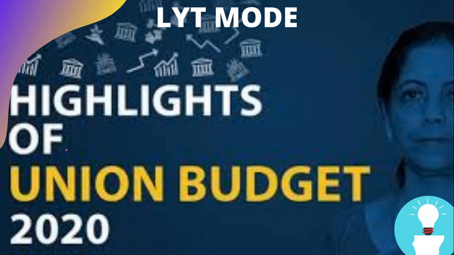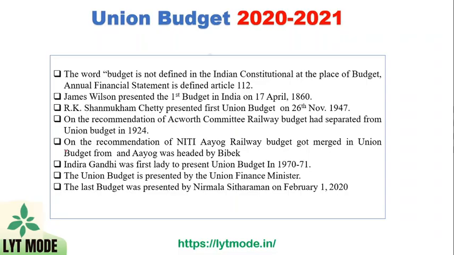Hey guys, welcome back. Today in this session, we are going to discuss two topics. One topic will be the union budget, and the second topic will be balance of payment. But first, we will learn the union budget, the different terms of the union budget, and the budgets allocated to the different sectors. So let's begin the session and start with the budget highlights.